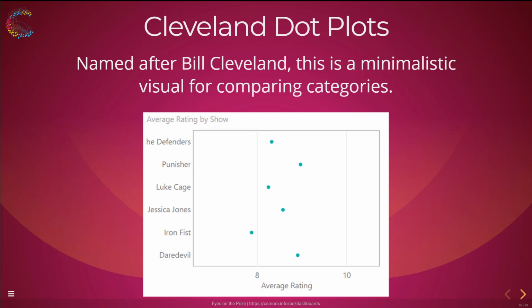Use, for example, a Cleveland dot plot. These are named after Bill Cleveland. This is a minimalistic visual for comparing categories. So now I have all of these different shows, and instead of starting at 0, I can put dots in at their average rating. You'll notice average rating 8 to 10, so I also have 7s in there.